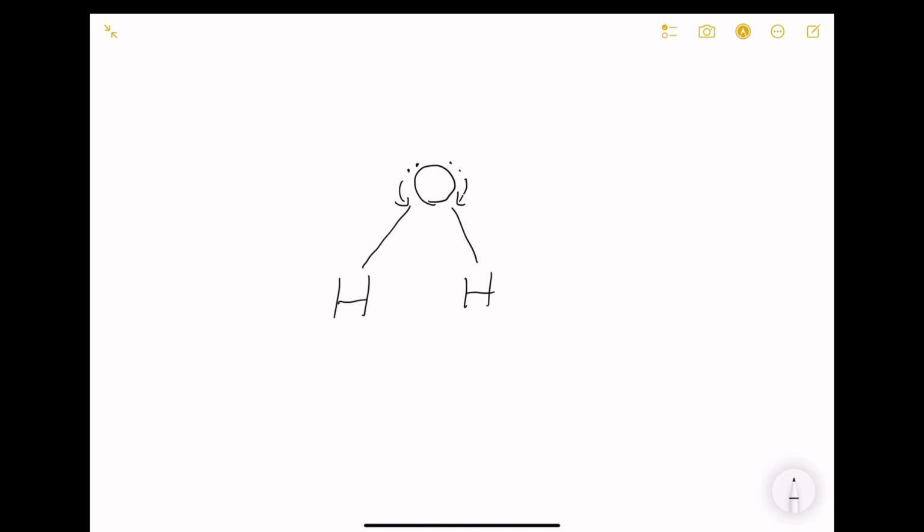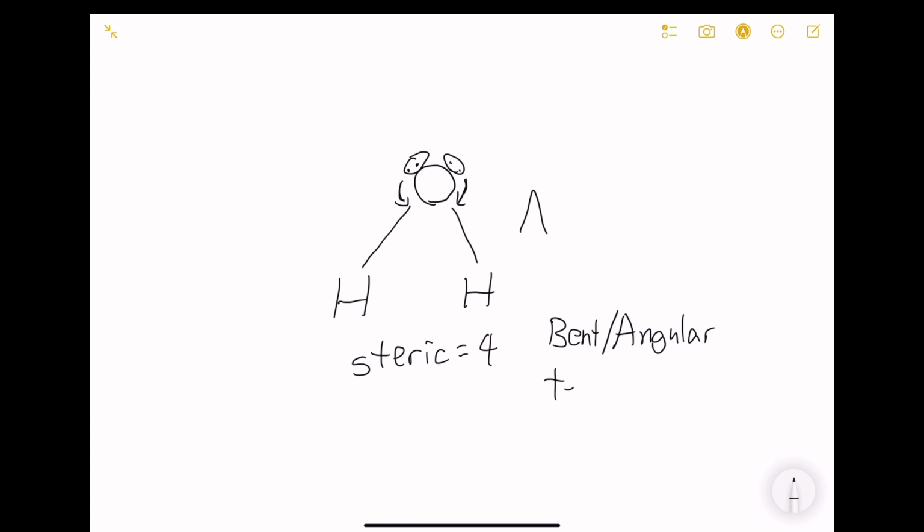But the oxygen also has 2 lone pairs. The 2 lone pairs are electrons, which push the hydrogens down into an upside-down V shape. Using the steric number, we can then find out the name of the shape that the molecule is in. So the steric number of water is 4. So the shape is either bent / angular, or if you're considering the lone pairs, it would be tetrahedral.